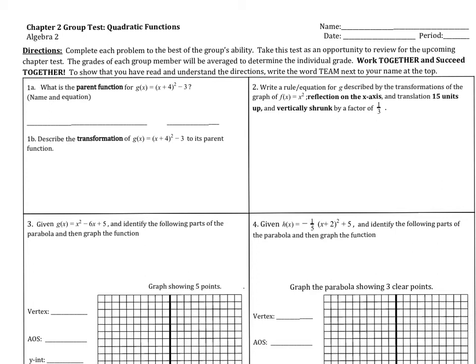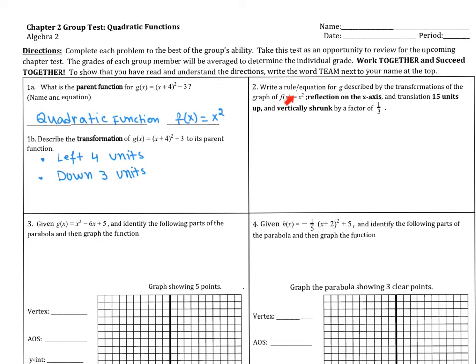Chapter 2, Group Test, Quadratic Function. Number 1. The name of the function is quadratic and the parent function is f(x) equals x squared. Describe the transformation of g(x) equals (x plus 4) squared minus 3 to its parent function. So the description is this is going to be left 4 and down 3 units.